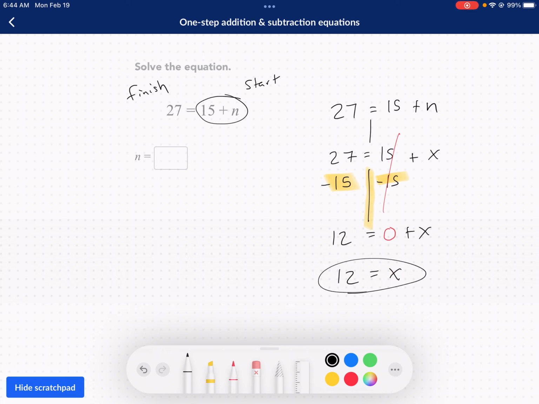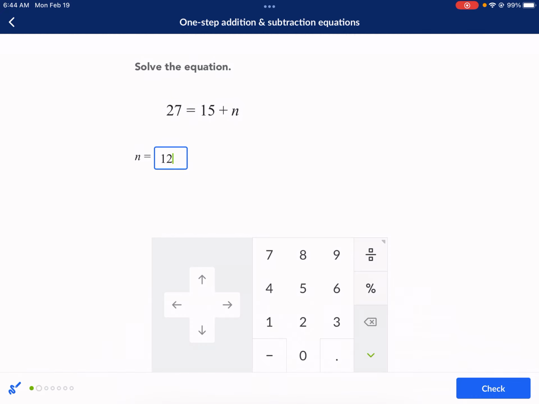That's actually how most math teachers come to define it: if we add 0 to something, it's just the same thing, and we're left with our answer, which is 12 equals x. And we'll get to how that works with multiplication in another video, but for now, 12 equals x, and that's going to be your answer for this second problem.